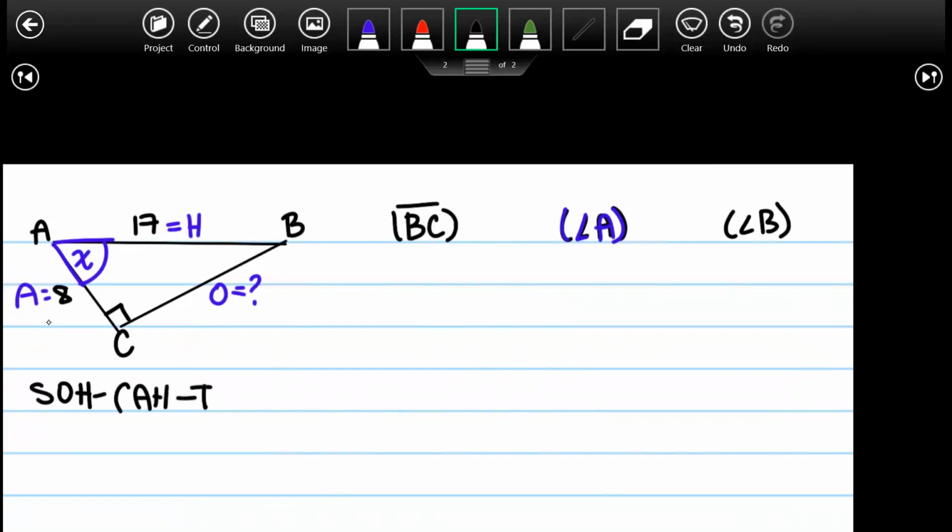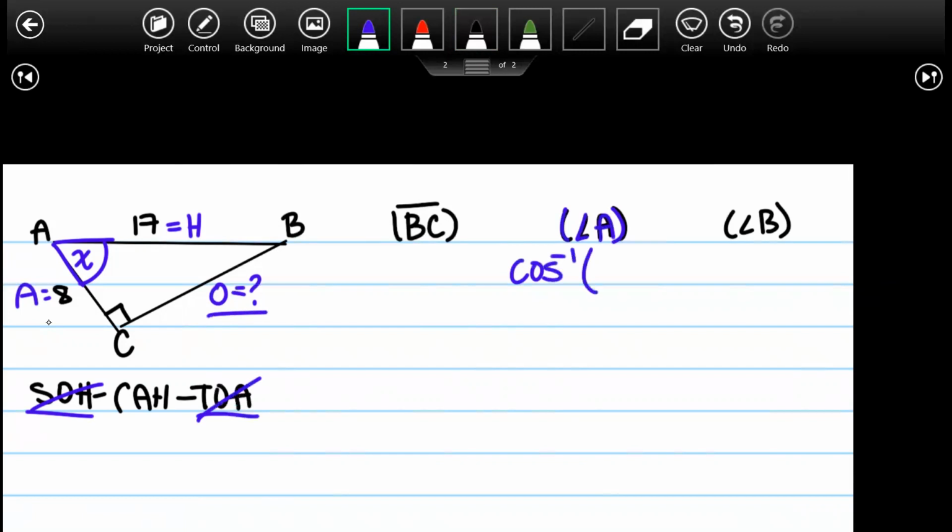SOH CAH TOA. Which ones are we getting rid of? Everything with O, right? So sine and tangent get eliminated because we don't have any information. This leaves us with the cosine. But when we use it to find the angle, we're going to use the inverse. So cosine inverse of the adjacent over hypotenuse.